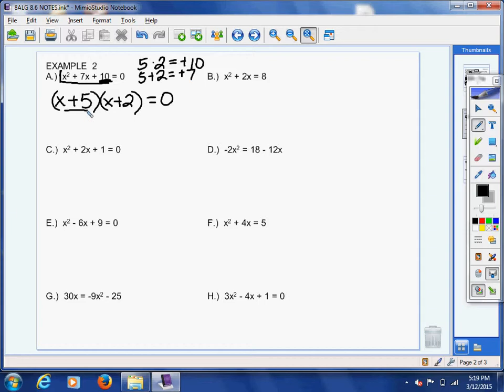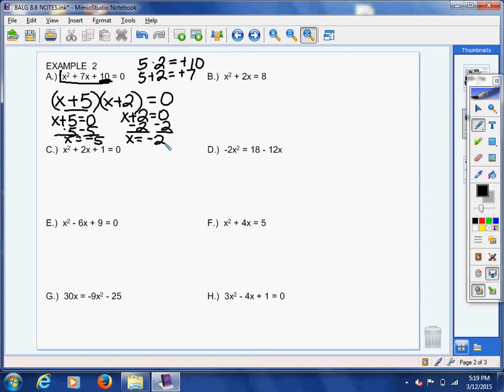So let's start with the first quantity. What would make x plus 5 equal 0? Well, you could set up a one-step equation. Just take x plus 5, set it equal to 0, and then subtract 5 from each side, and you'll get x equals negative 5. You do the same thing with x plus 2. Set it equal to 0, take away 2, and x equals negative 2. And there are your two zeros. This quadratic equation will cross at negative 5 and negative 2 on your x-axis, okay?